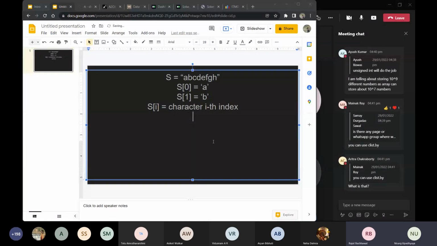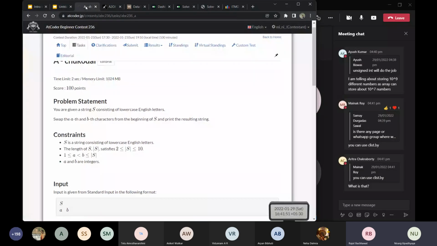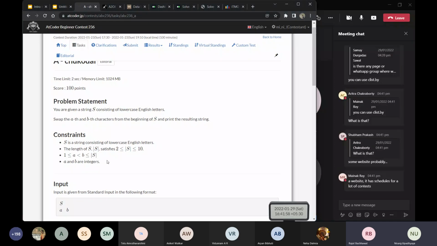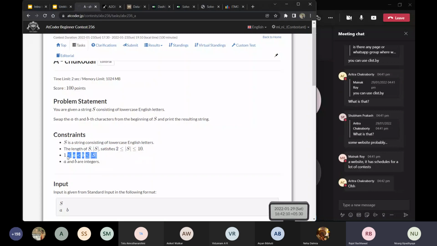So the constraints give you an idea of what kind of solution you should aim for. So yeah, the constraints are important. In this case, the constraints are quite simple. S is a string consisting of lowercase English letters. Length of S is between 2 and 10. It's a very small string, so we don't need to worry about anything. And the values of A and B will obviously be from 1 to the length of S, and A and B are integers. So yeah, that's the second part.